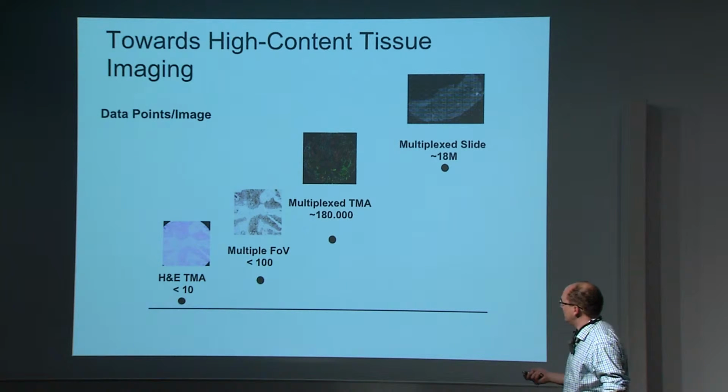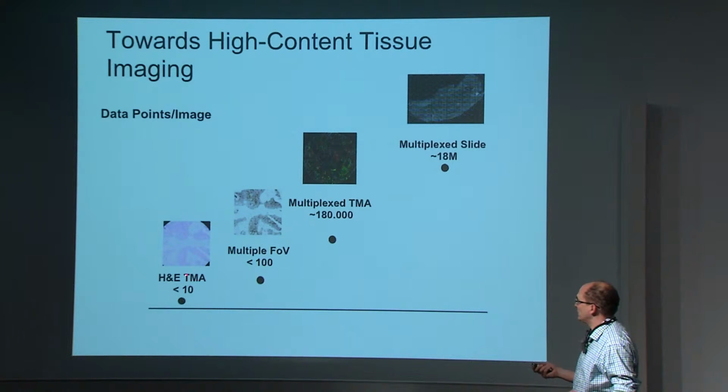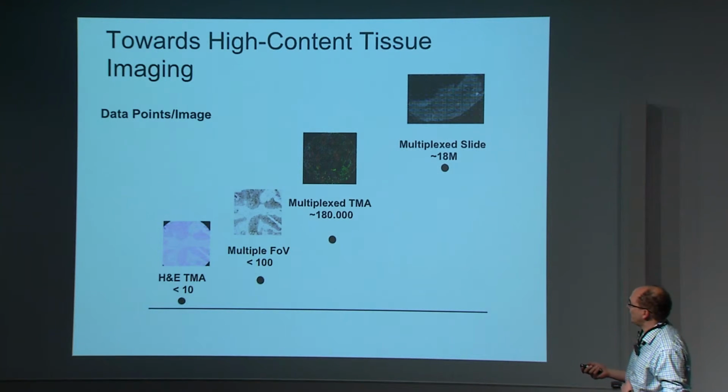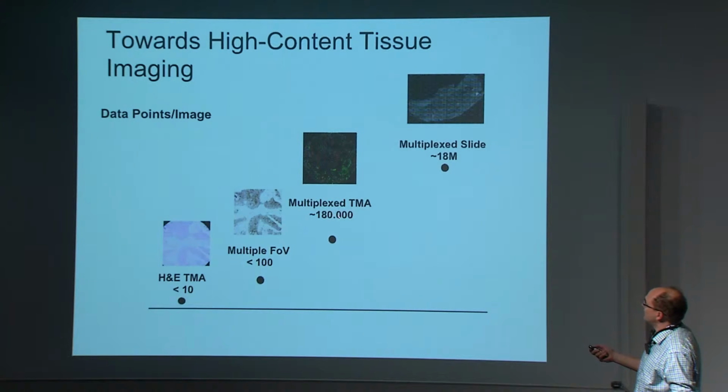If you do traditional H&E imaging and semi-quantitative automation for tissue microarray, which is like a little tissue stamp, you probably have up to 10 measurements. If you have multiple fields of view, you get 100 measurements, and then you scale up until you have a whole multiplex. The whole multiplex TMA already has 180,000 measurements. A multiplex slide has 18 million measurements.